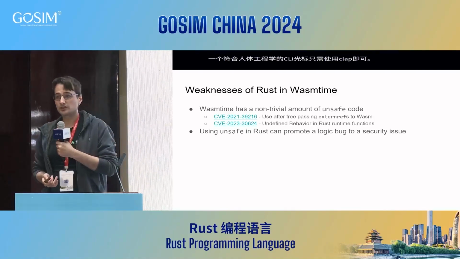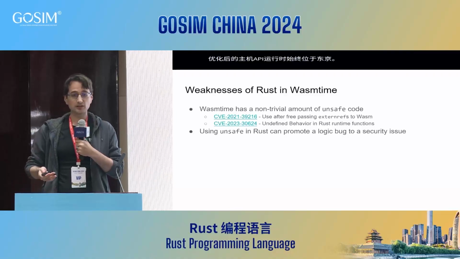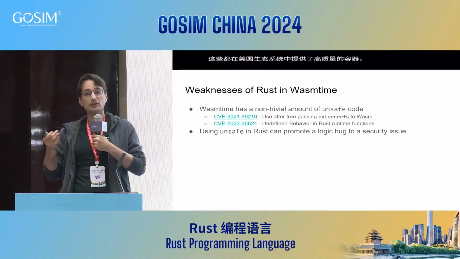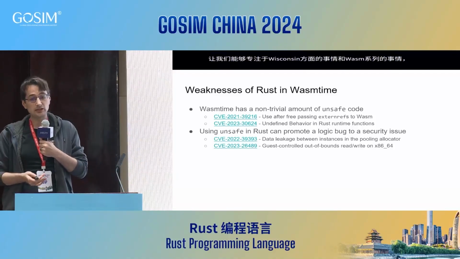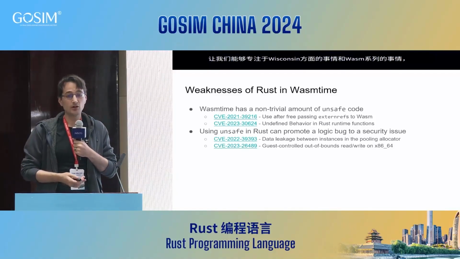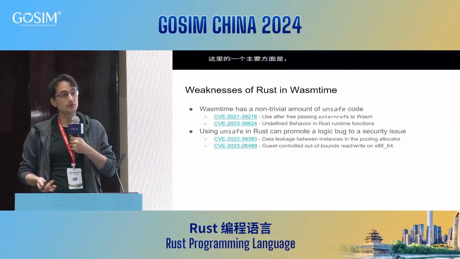The other problem with unsafe is as soon as you have an unsafe block, Rust does not prevent logic bugs, and it means that any logic bug can then become a critical security issue. So for example, we've had leakage between instances in various allocation situations, or we've had problems in the compiler which allowed guests to have out-of-bounds reads and writes at their own control.